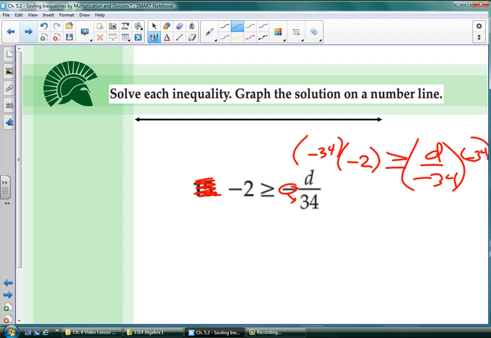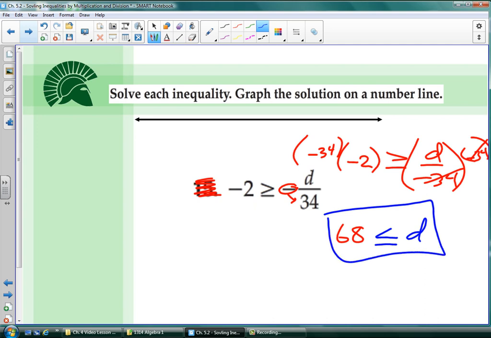And then a negative times a negative is a positive. I'm going to get 68. These two cancel, but remember what happens for us. Since I'm multiplying both sides by a negative, I'm moving the negative 34, I must now flip my inequality sign to preserve the truth. Remember what we did in the beginning. We have to preserve the truth. And when we multiply both sides by a negative, we actually have to flip the way the inequality sign is going. I now end up with d is greater than or equal to 68, or read the other way, 68 is less than or equal to d.